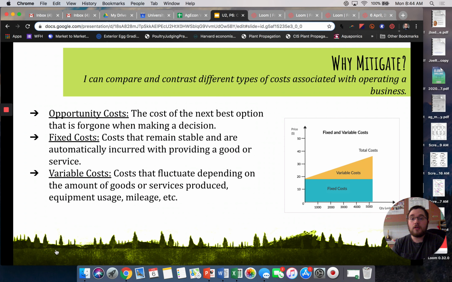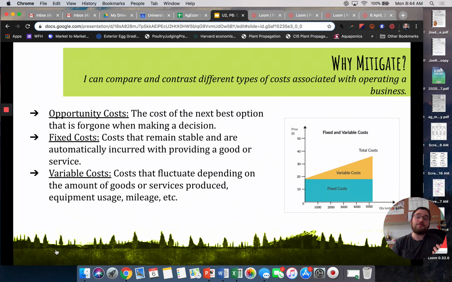Opportunity costs, again, nice review: the cost of the next best option that is foregone when making a decision. So direct costs, indirect costs, and opportunity costs are the three main types of costs that we're going to be doing in an activity coming up. And then the difference between fixed and variable costs is illustrated very well on that graph. Fixed costs are the baseline. This is how much it's going to cost no matter how much you produce. And variable costs are flexible, and they depend on how much you produce.